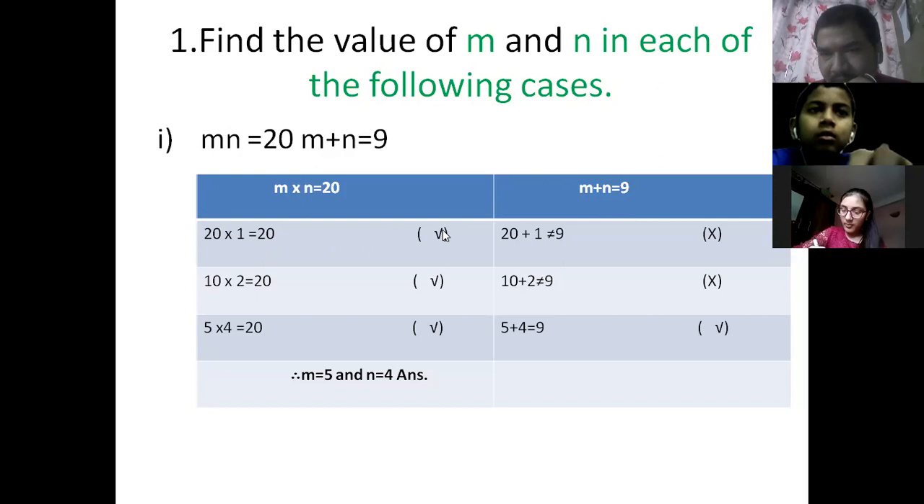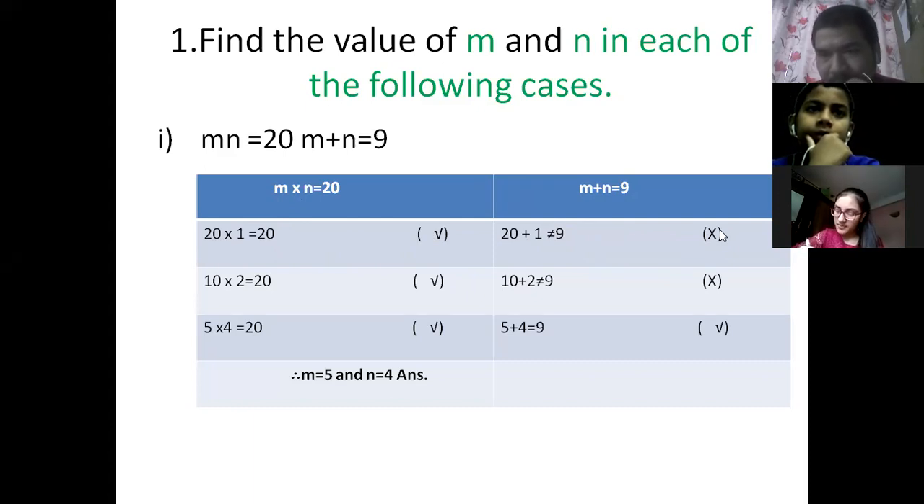It is correct. But we have to check that same one. What is the m value here in the first column? 20 and n value is 1. And same thing apply in the second column also. 20 plus 1 is not equals to 9. That's why it is false. 20 into 1 is 20, but 20 plus 1 is not equals to 9. That's why one side it is true and the other side it is false.